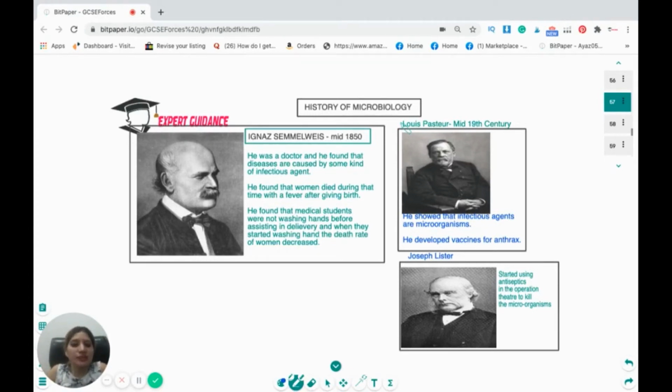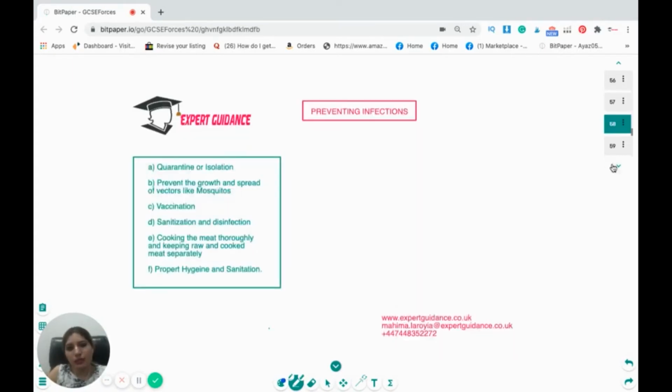Then there was Louis Pasteur. He showed that infectious agents are microorganisms, and he developed vaccines for anthrax. And there was Joseph Lister. He started using antiseptic in the operating theater to kill microorganisms.